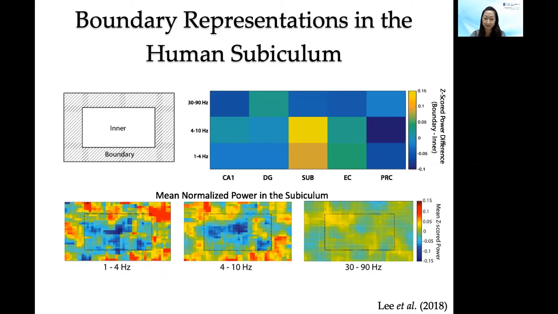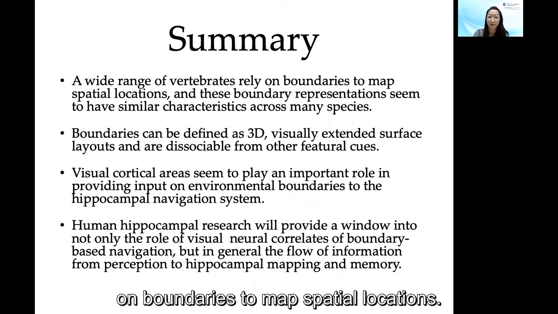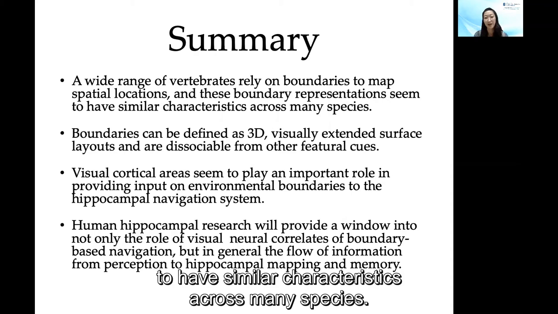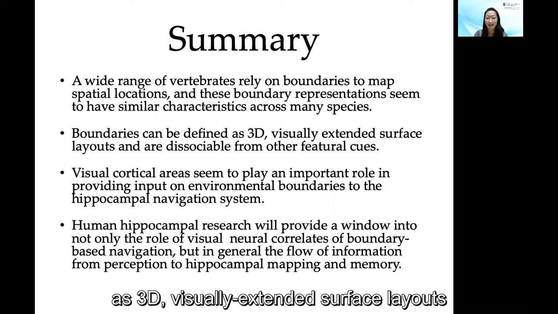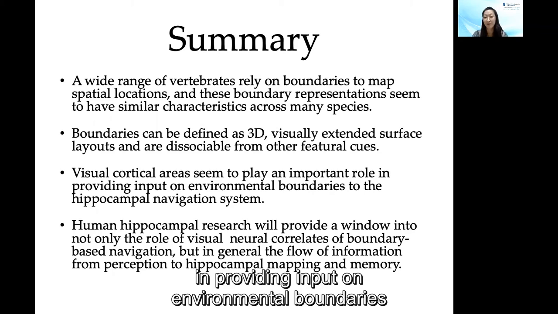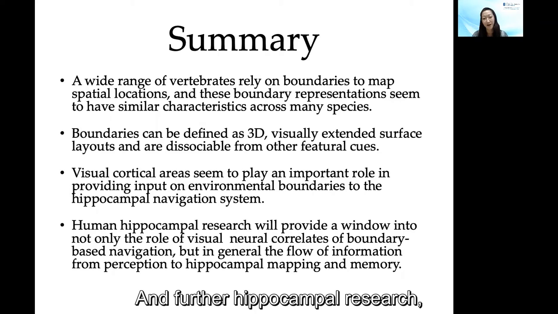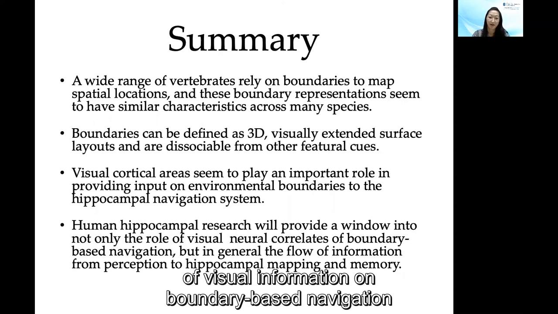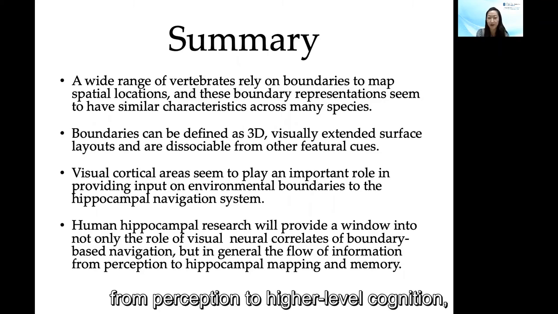So to summarize, a wide range of vertebrates rely on boundaries to map spatial locations, and these boundary representations seem to have similar characteristics across many species. Boundaries can be defined as 3D visually extended surface layouts and are dissociable from other featural cues. Visual cortical areas seem to play an important role in providing input on environmental boundaries to the hippocampal navigation system, and further hippocampal research I believe will provide a window into not only the role of visual information on boundary-based navigation, but in general, the flow of information from perception to higher level cognition, such as hippocampal mapping and memory.